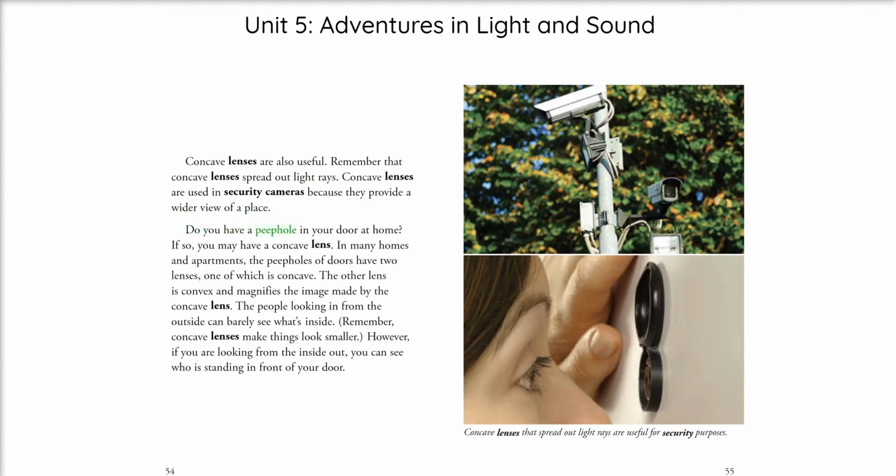Do you have a peephole in your door at home? If so, you may have a concave lens. In many homes and apartments, the peepholes of doors have two lenses, one of which is concave. The other lens is convex and magnifies the image made by the concave lens. The people looking in from the outside can barely see what's inside. Remember, concave lenses make things look smaller. However, if you are looking from the inside out, you can see who is standing in front of your door.